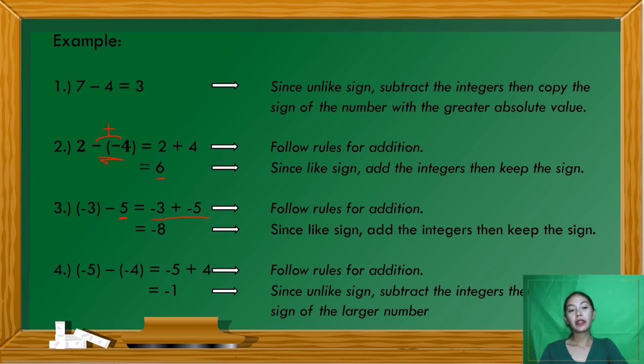Next, negative 5 minus negative 4. Copy the first term, negative 5, then add. Since our second term here is negative, we will find the inverse of this one. From negative, this will become positive. So we have negative 5 plus 4. This is equal to negative 1. Since unlike sign, just subtract and copy the sign of the bigger or the greater absolute value. Thus, our answer is negative 1.